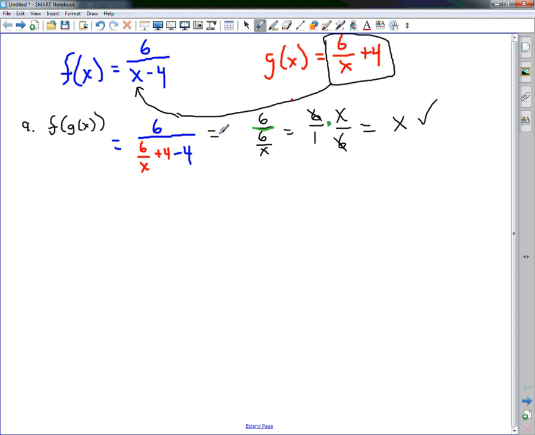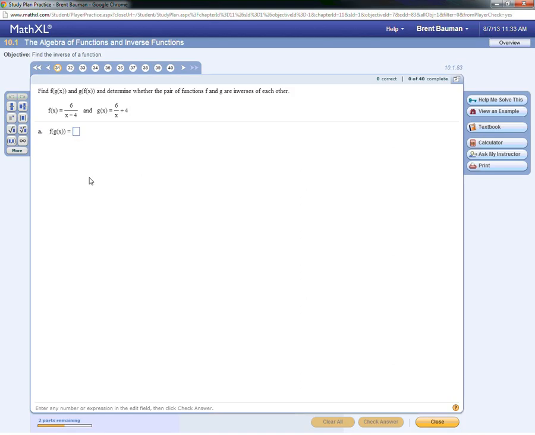So let's go ahead and plug in our answer for part A, and then see what part B wants. We determined that f of g of x reduced to an x. Check answer. Excellent. Part B now wants us to find g of f of x. So now we're taking the f of x function and I'm going to plug it into the g function. So let's go ahead and look at that.